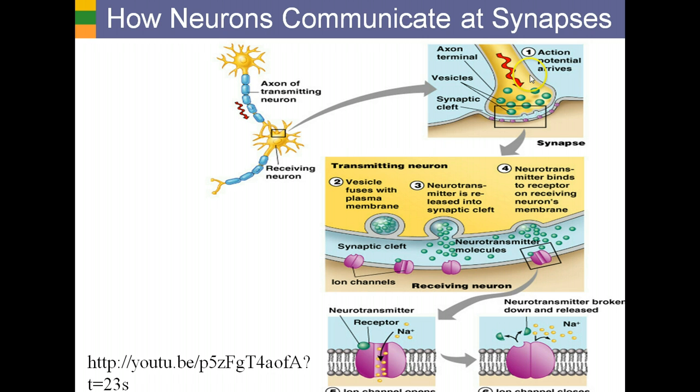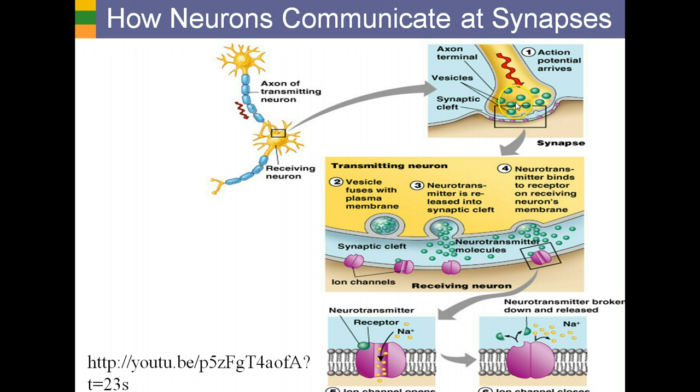So as the action potential arrives, the vesicles, which contain neurotransmitters, become permeable and fuse with the plasma membrane. These vesicles, like I said before, contain neurotransmitter molecules which are released into the synaptic cleft. Remember, the space between the neurons is the synapse, or the synaptic cleft. The neurotransmitters bind with the receptors of the receiving neuron. Where are we? These receptors are in the dendrites.